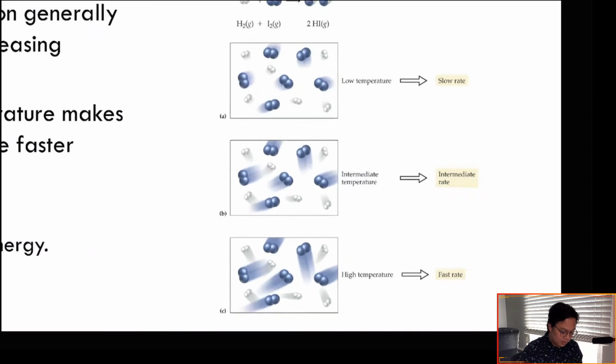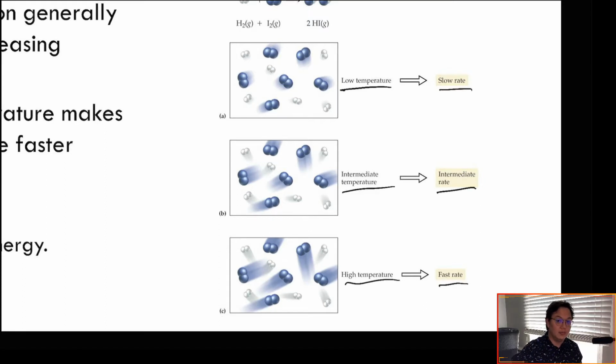And again, low temperature, slow rate. Intermediate, intermediate rate. High temperature, fast rate. So keep this idea of collisions in mind. Anything that's going to make things collide more often and faster is going to increase the rate of reaction.